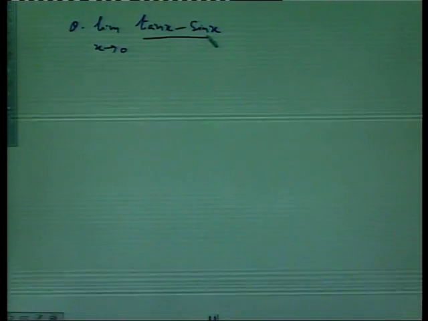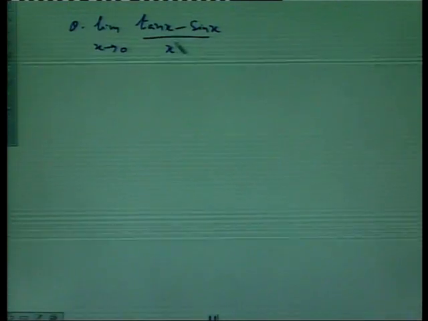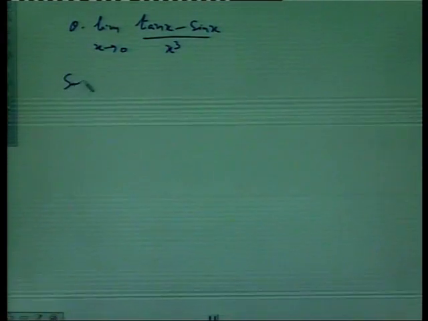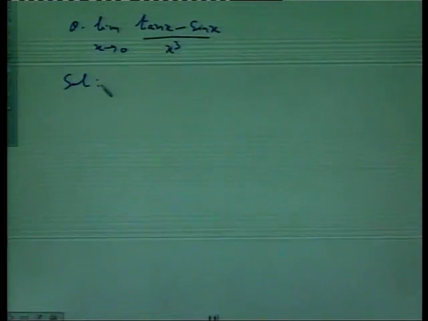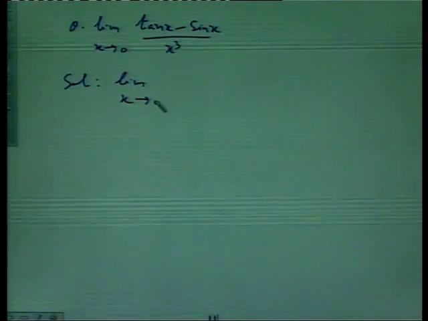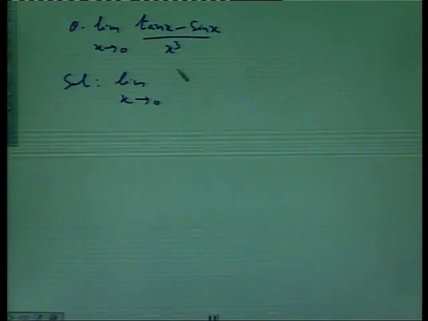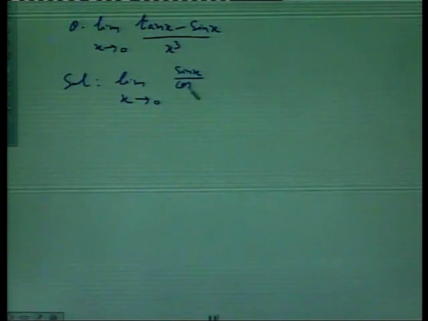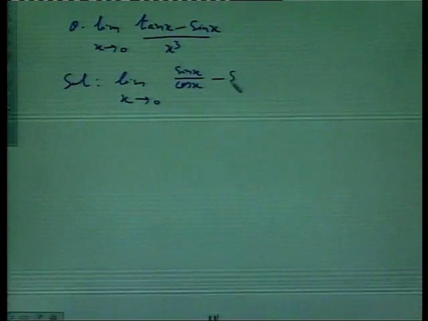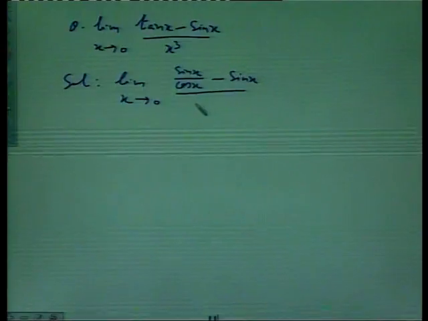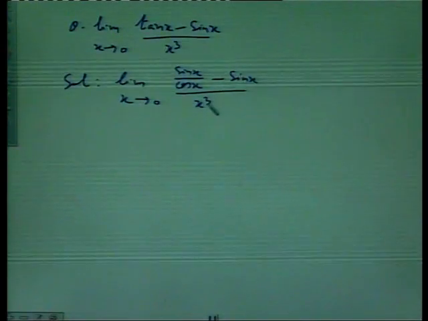Tan x minus sin x upon x cube. Now again we apply trigonometry. It becomes sin x upon cos x minus sin x upon x cube.